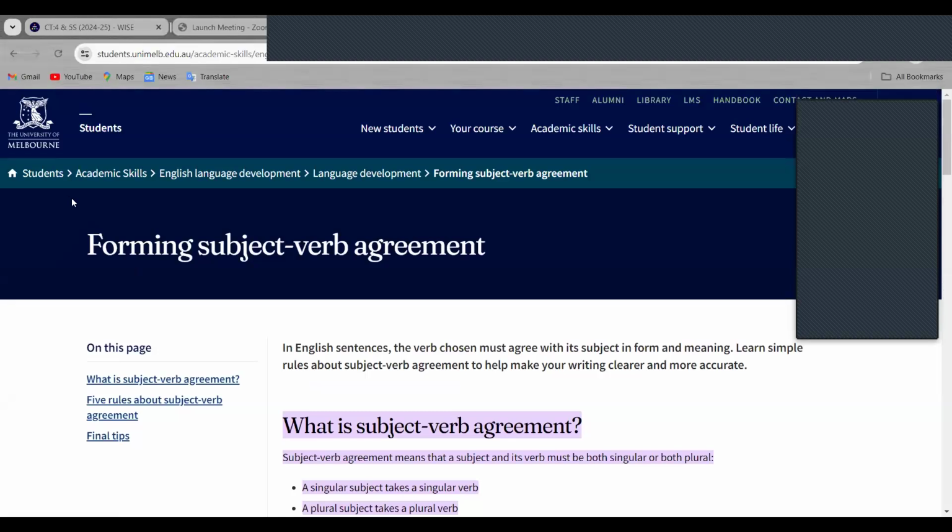So this website is an official website of University of Melbourne. They have given this format of subject-verb agreement. They have given notes for this. It's an official channel of University of Melbourne. So what is this, subject and verb and agreement?